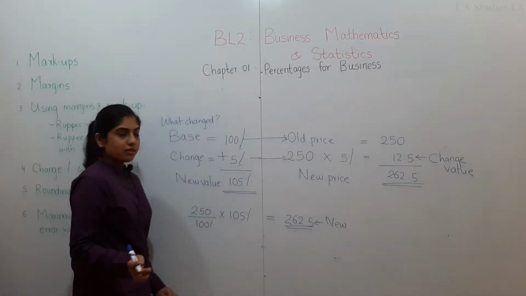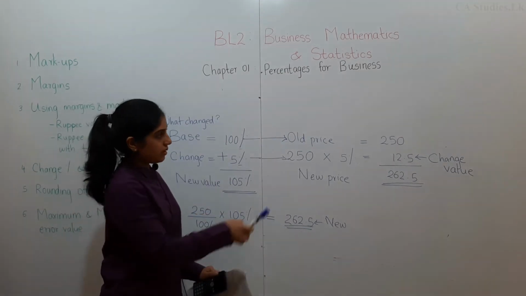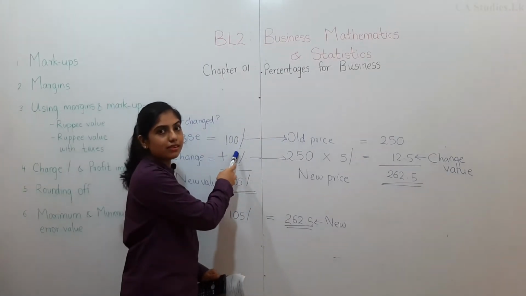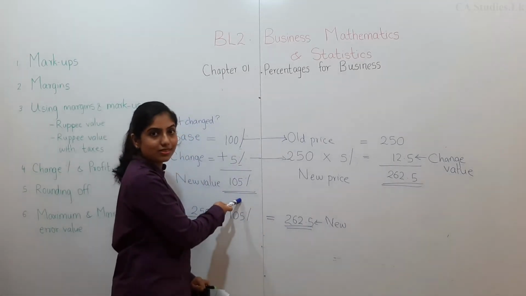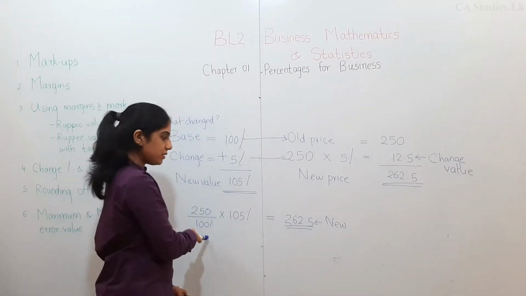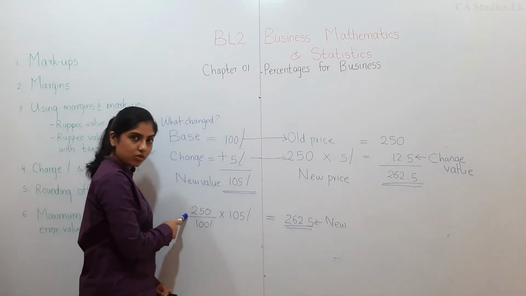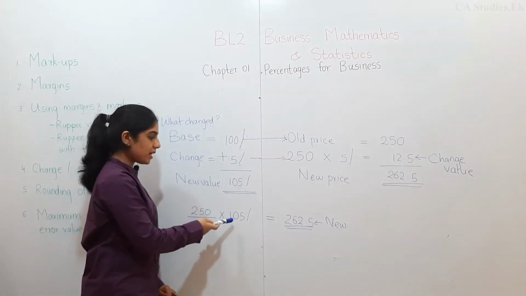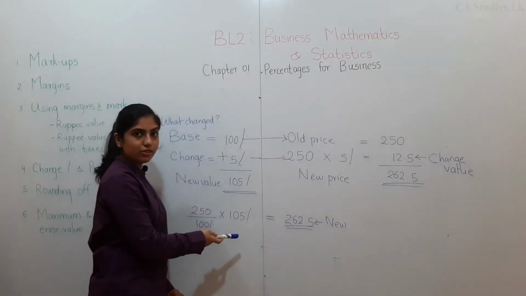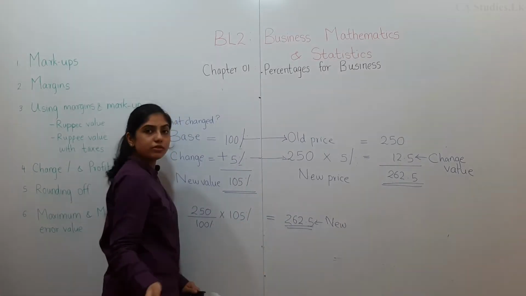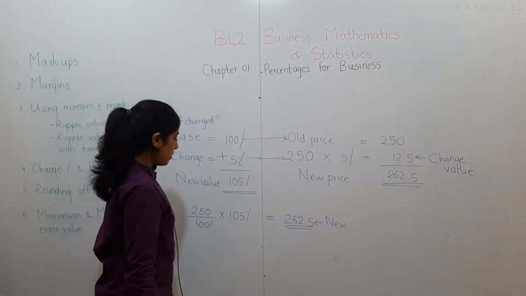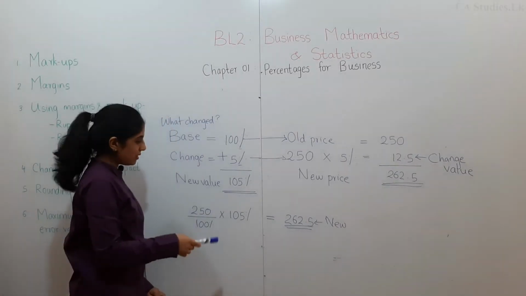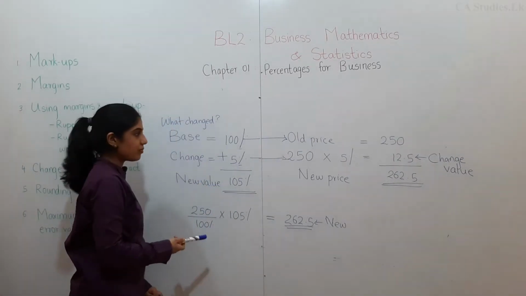What I did was, I matched the value to the percentage and found the new percentage. Per percentage, what is the rupee value? Then I multiplied that by the new percentage value to get the rupee value of the new value. Right? So this is how it works.